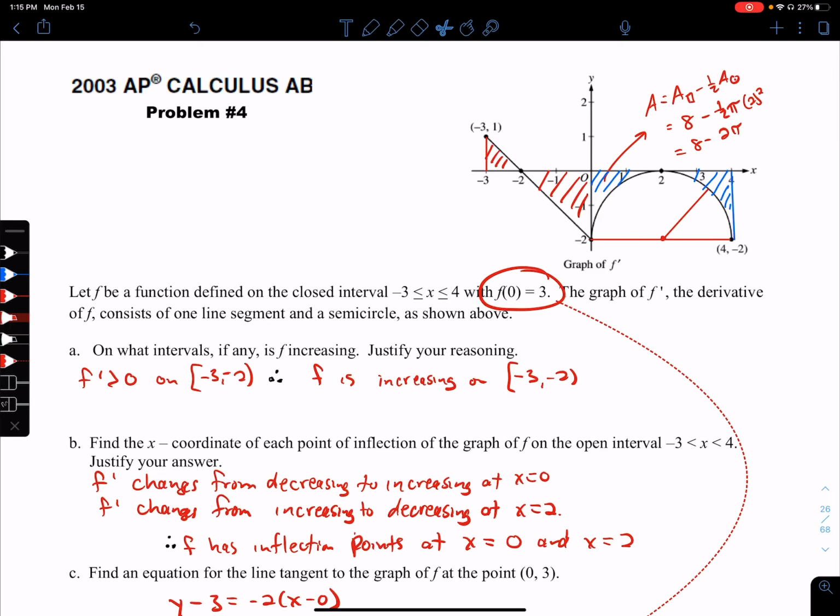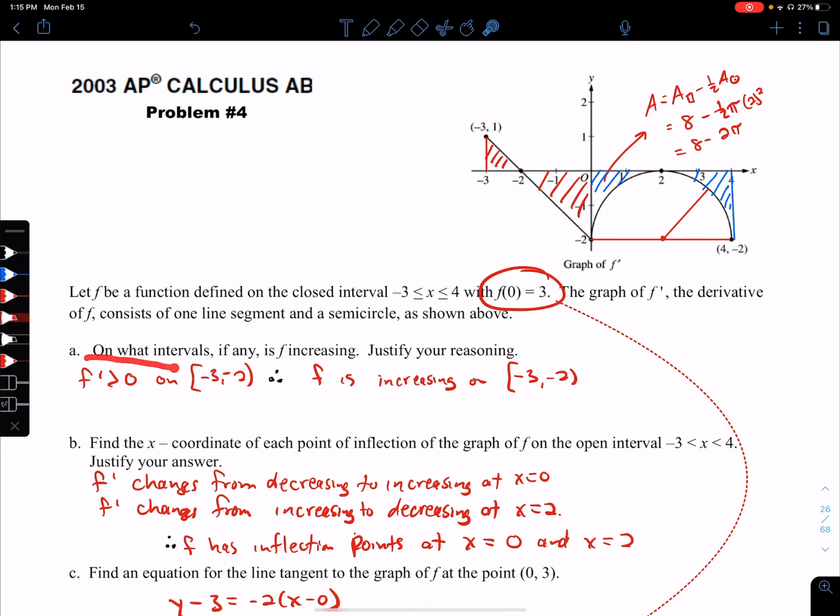This is AP Calculus AB. We're looking at a 2003 question that's been released, question number 4. I've already got this written down, but I'm just going to walk you through it, and hopefully it's going to make sense. Let f be a function defined on the closed interval from -3 to 4, and f of 0 equals 3. That's an ordered pair we're likely going to use at some point, so I'd circle that right away. The graph of f prime, the derivative, consists of a line segment and a semicircle as shown in the picture.